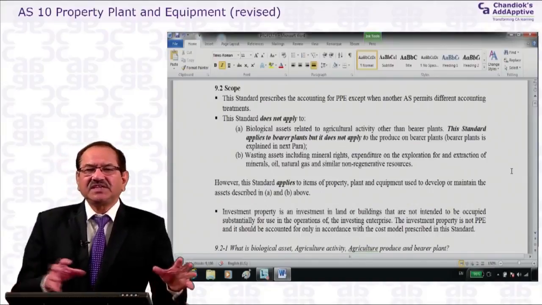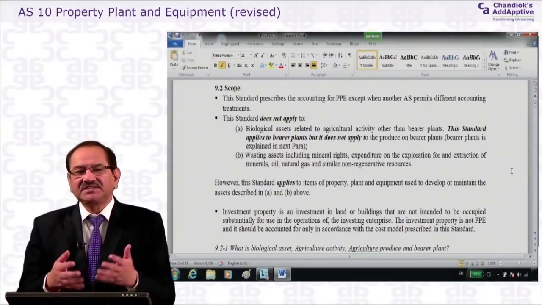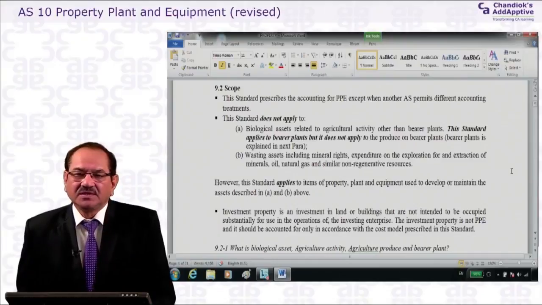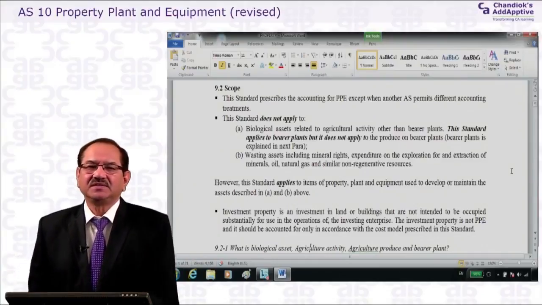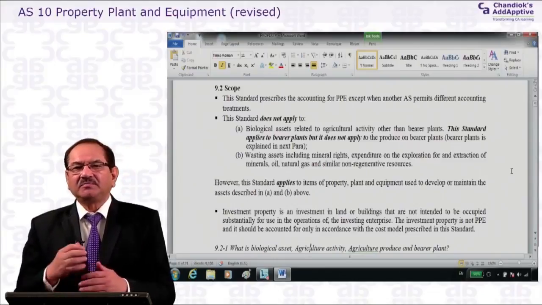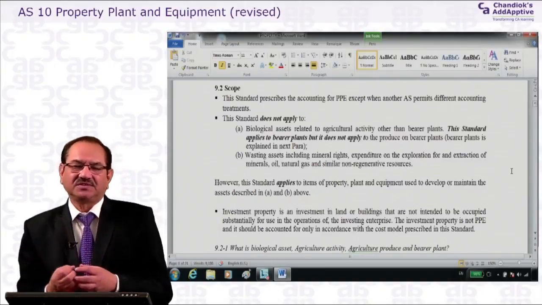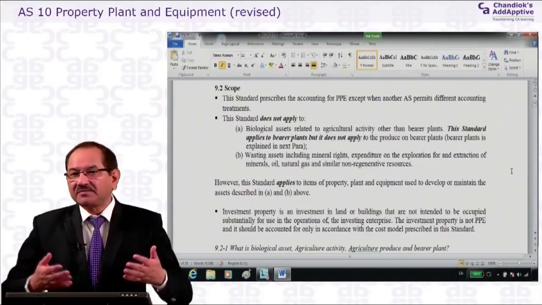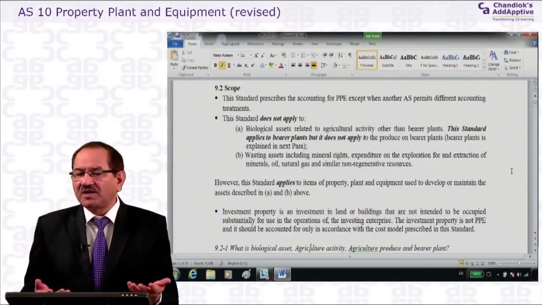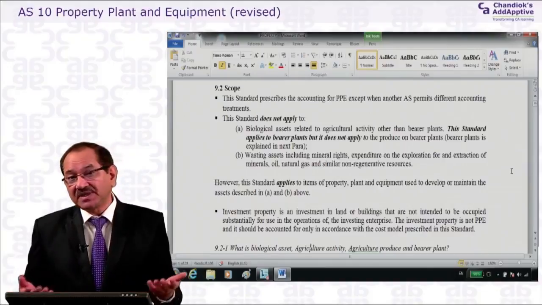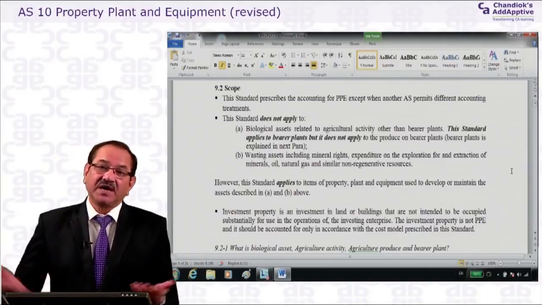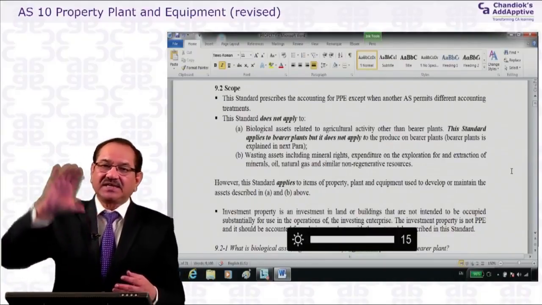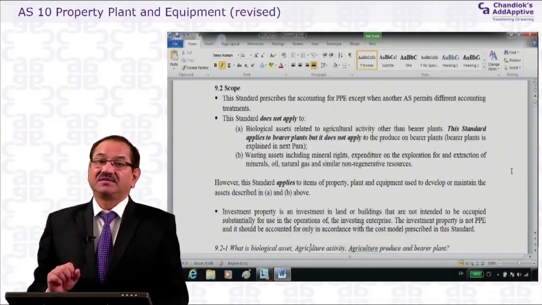You see, dear student, the meaning is that bearer means this plant bears something. So that is a bearer plant. Take the case of a mango tree. The mango tree bears mangoes every year, but the tree remains for more than one accounting year. Maybe it remains for 50 years, 25 years. Every year you will have mangoes on that tree. So that mango tree is a bearer plant.